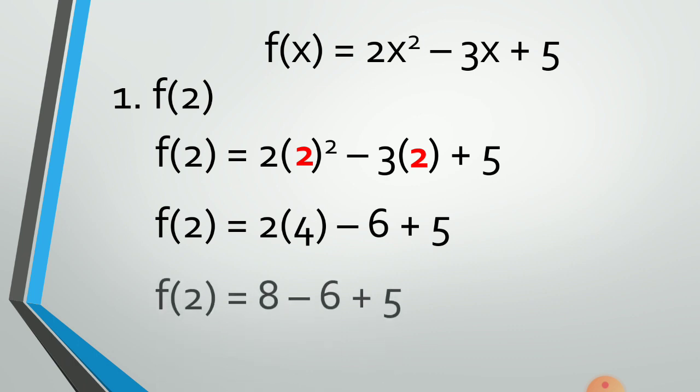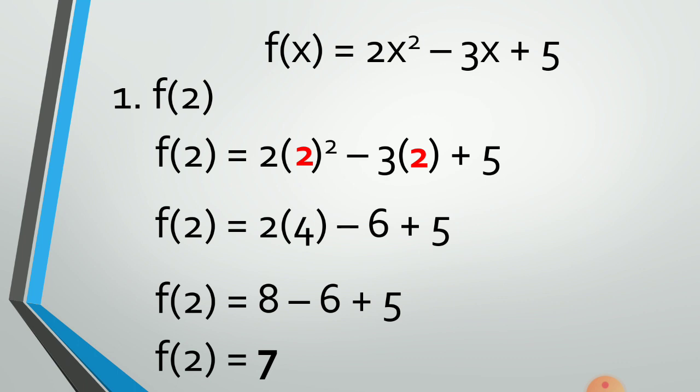Next, 2 times 4, that is equal to 8. Then copy minus 6 plus 5. So simplify further. 8 minus 6 plus 5 is equal to 7. So f of 2 is equal to 7.